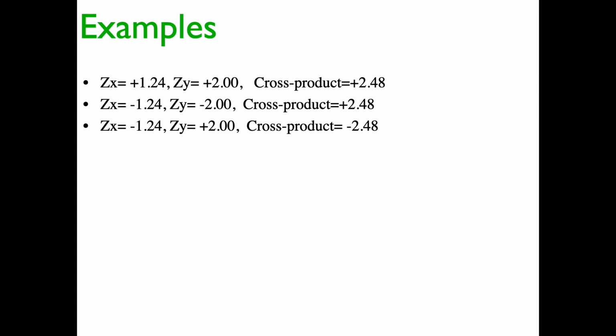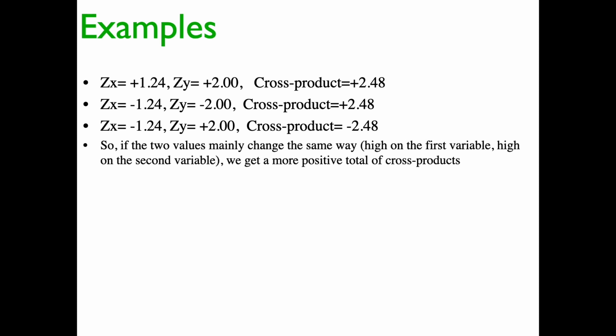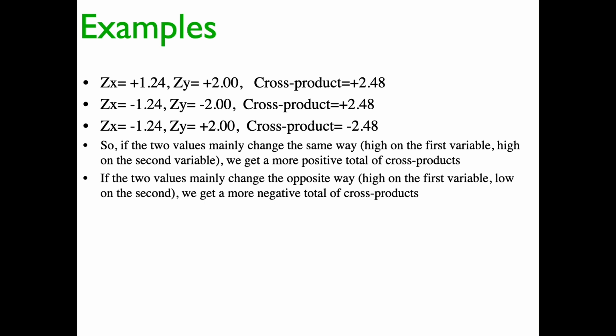So if the two values mainly change the same way, that is, you're high on the first variable, high on the second variable, we're going to get a lot of positive cross products. So if I add them all up across all of the participants, if everybody's doing it in the same direction, we should get a lot of positive numbers. If in fact the variables are negatively related to each other, that would mean that we get a lot of cases where they're opposite on one and the other, and we're going to get a more negative total of cross products.